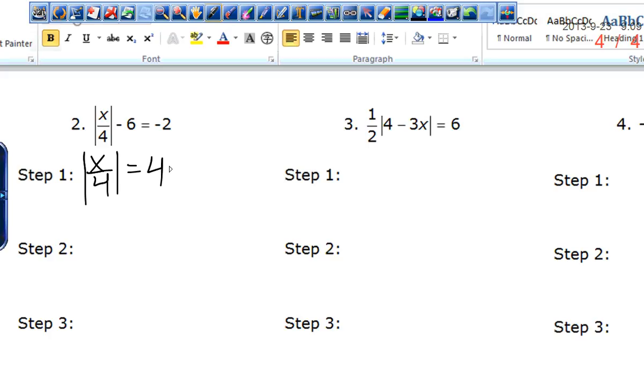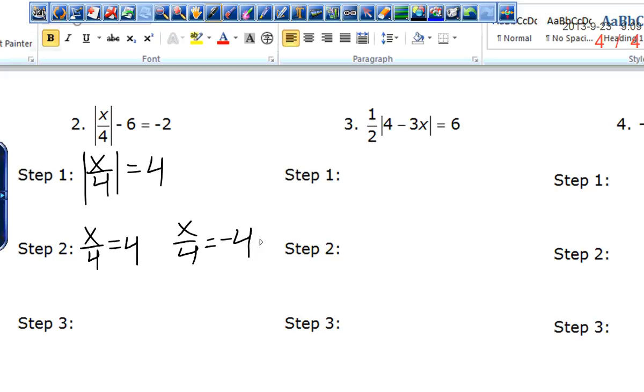Then step 2, rewrite. So x over 4 equals 4, and x over 4 equals negative 4. We have to rewrite it twice, one with positive and one with negative. If we rewrote the same thing twice, it wouldn't make any sense.